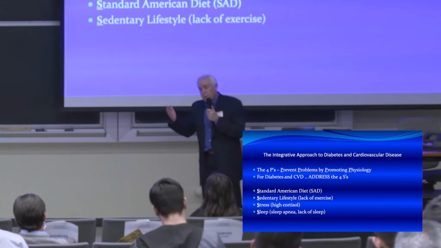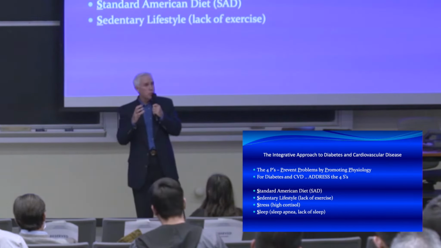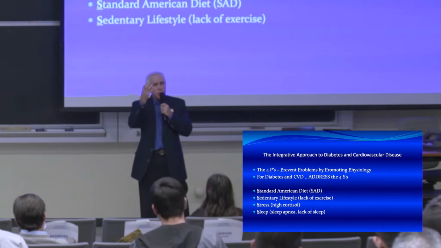Sedentary lifestyle. Lack of exercise. So we know exercise increases the GLUT4 receptors in your muscle cells. You take up more sugar. We lower your sugar level. We can prevent diabetes. We've talked about sedentary lifestyle. Excellent lecture this morning from Russell. Stress. Excellent lecture from Dr. McCarthy. All about stress and the main job of cortisol.